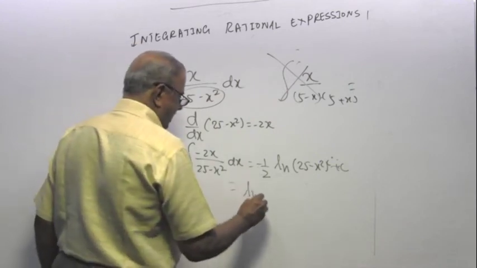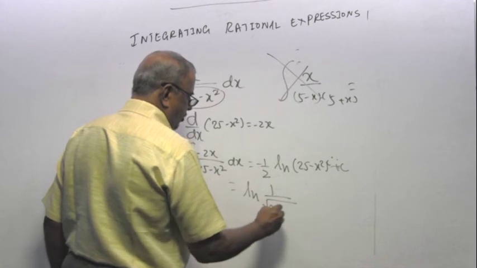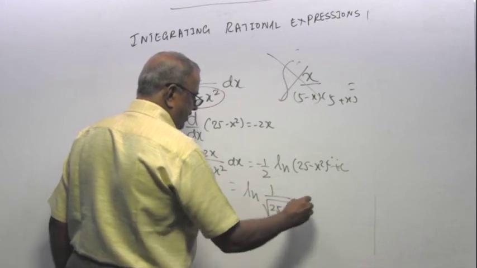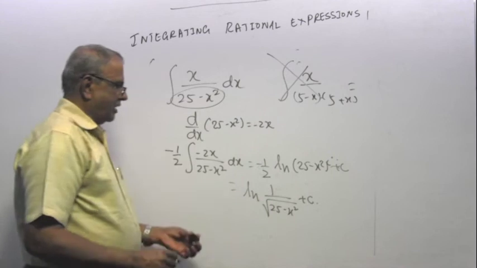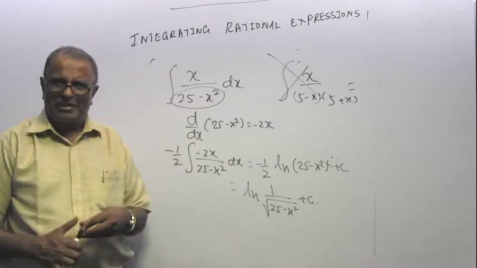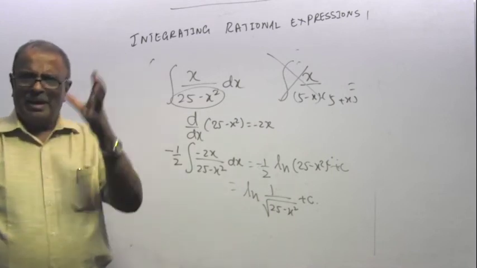Or I can say ln 1 over square root 25 minus x squared plus c. Can do that as well. So don't blindly use partial fractions. Stop and think.